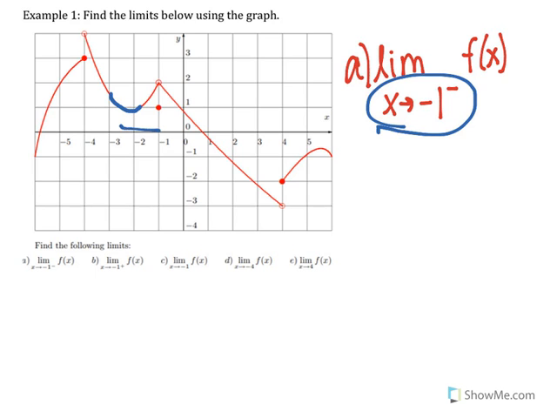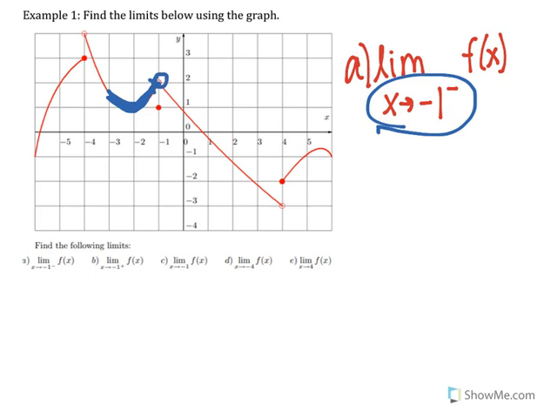So I'm not just going to trace -1. I'm going to trace the function until I get to -1, but I'm going to trace it from the left side. So I'm going to trace it from the left side, and what you can see is my function is approaching what y value? That is what we are asking. As we approach -1 from the left, what y value am I going towards?